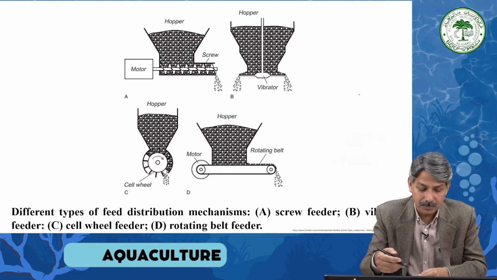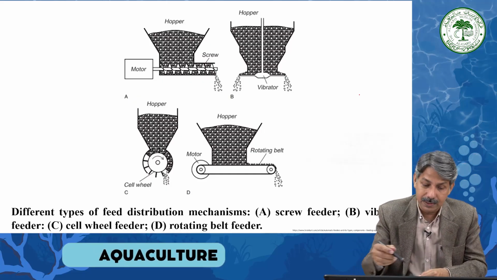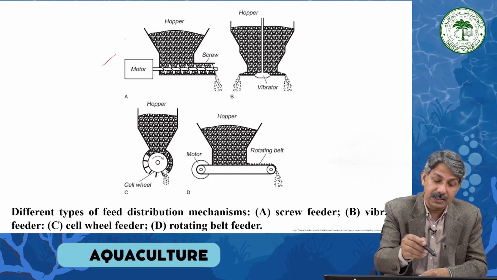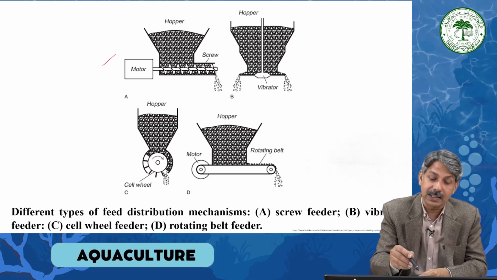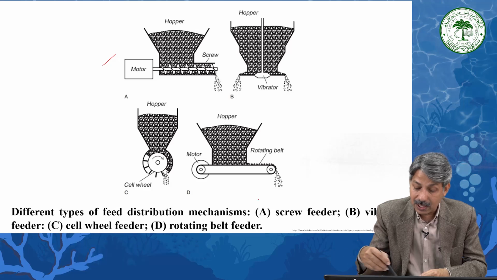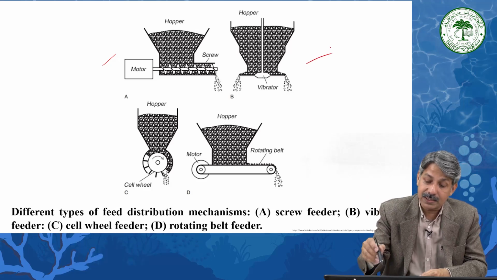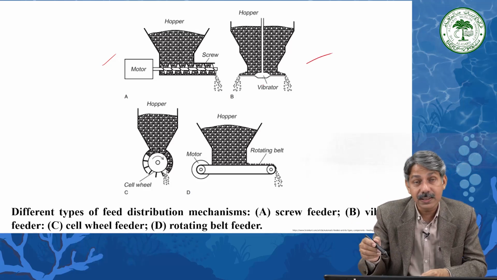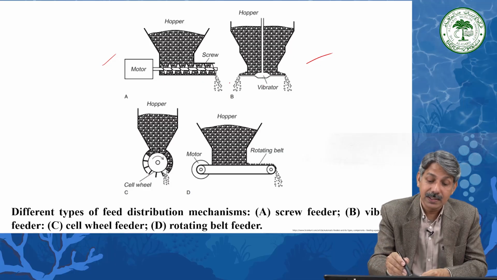These are the diagrams of a screw feeder. Here you can see the screw feeder. You can see these screws. As they move, the feed comes down. Then we have the second, the vibrating system. Here a vibrator is there. So when the plate vibrates, then feed falls down from the edges.